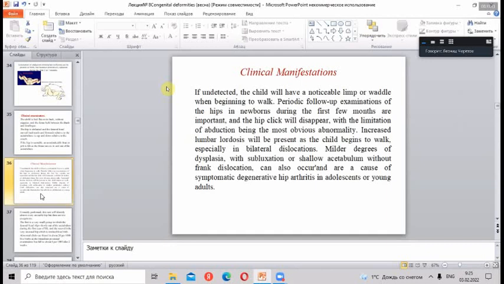Increased lumbar lordosis will be present as the child begins to walk, especially in bilateral dislocations, while lesser degrees of dysplasia with subluxation or shallow acetabulum without frank dislocation can also occur and are a cause of symptomatic degenerative hip arthritis in adolescents or young adults.